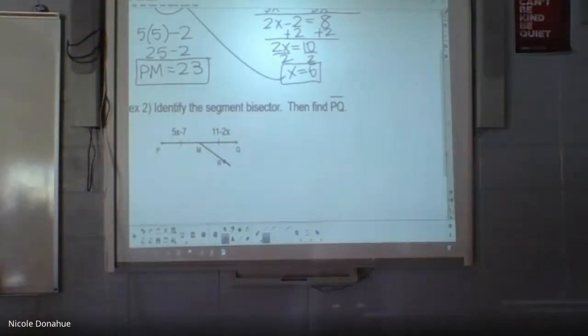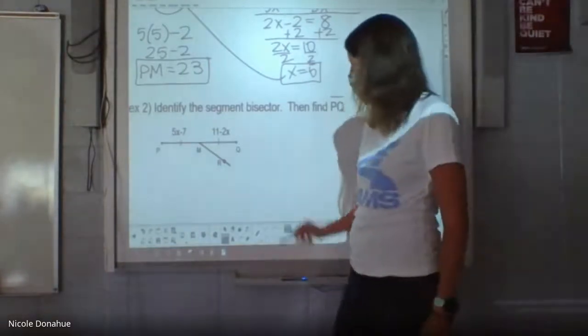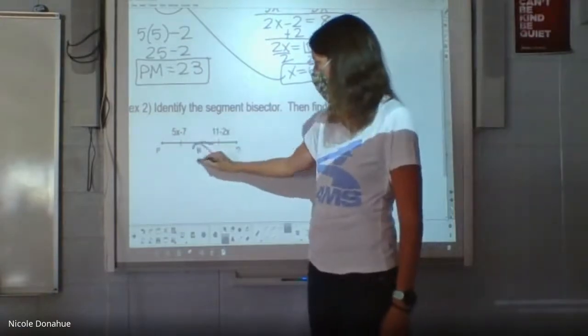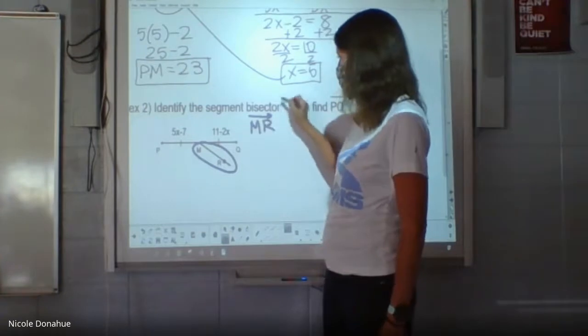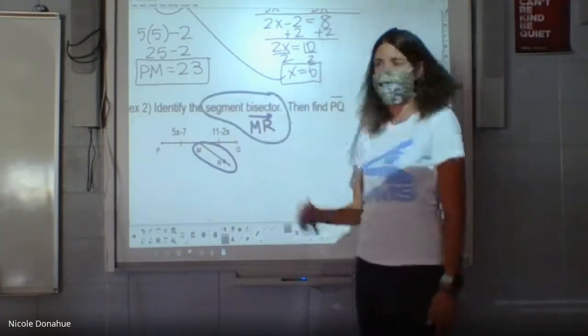The line. The what? MR, what kind of shape is it? It's a ray. So the segment bisector is MR. So ray MR is our segment bisector. So they ask you about that.